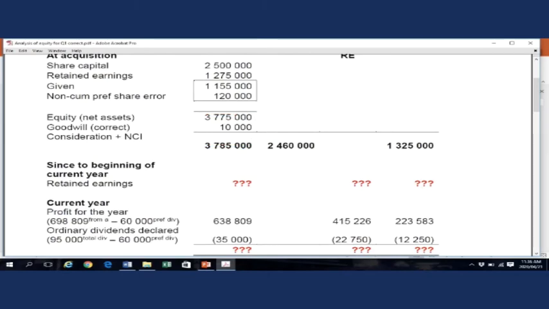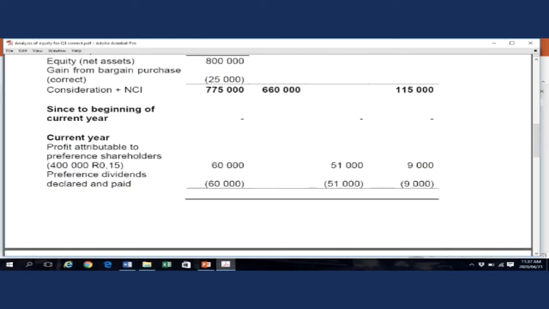Another common error was forgetting the principles of Chapter 8. When calculating profit attributable to the owners of the parent and NCI, a lot of students correctly excluded the preference dividend when calculating profit attributable to the ordinary shares. But then they forgot to also attribute that preference dividend to the preference shareholders in the preference share analysis.